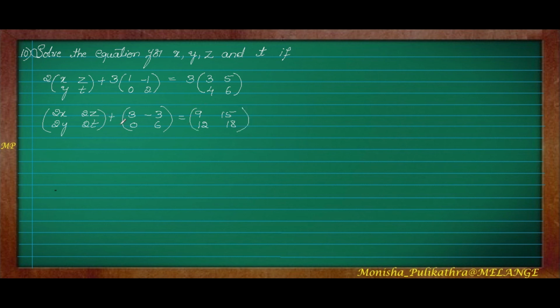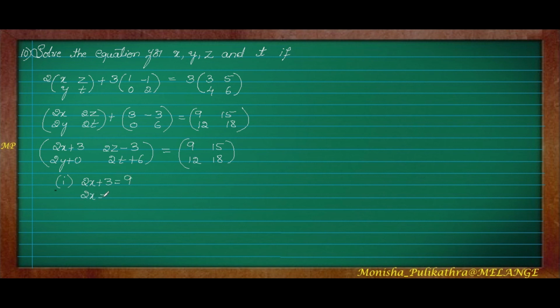Next, since the addition symbol is there, we need to add each and every element of the first and the second matrix. So it will become 2x plus 3, 2z minus 3, 2y plus 0 and 2t plus 6 is equal to 9, 15, 12 and 18. Now we need to equate each and every element of the first matrix with the second one. So the first one: 2x plus 3 is equal to 9.